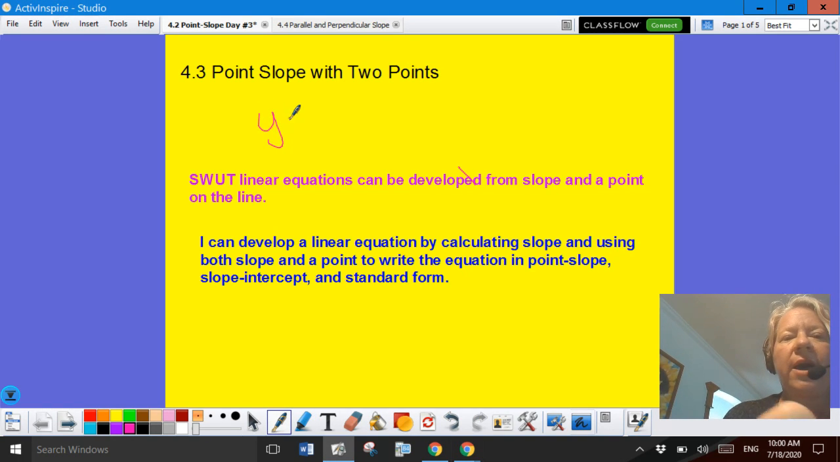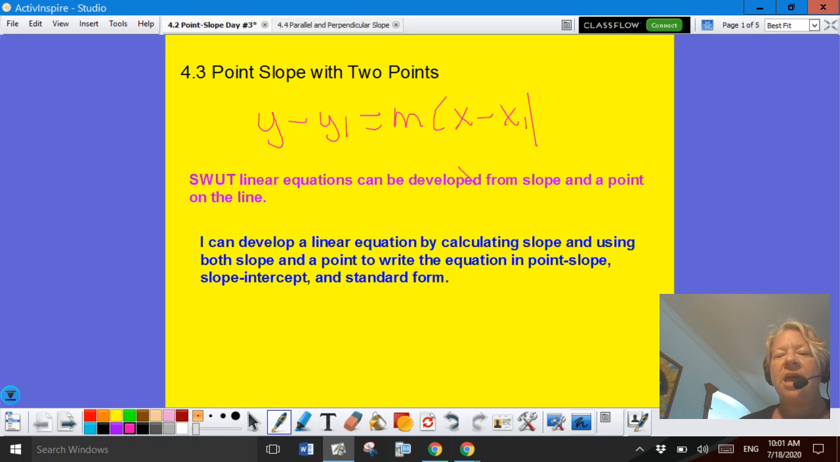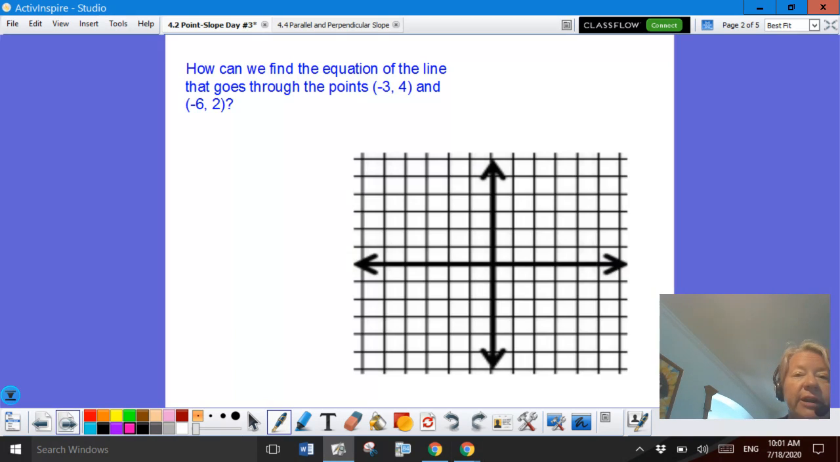If you wrote y minus y1 is equal to m times x minus x1, you're right. And there were a couple of things we had to pay attention to. One was negatives. We had to put in parentheses, and we had to really make sure and rewrite when we were with those double negatives. So today, we're actually not going to be given the slope. I'm actually going to give you 2 points, and we're going to have to figure it out from there.